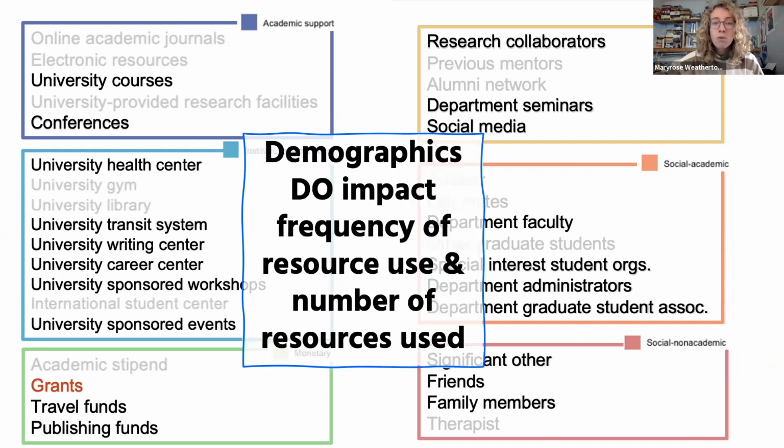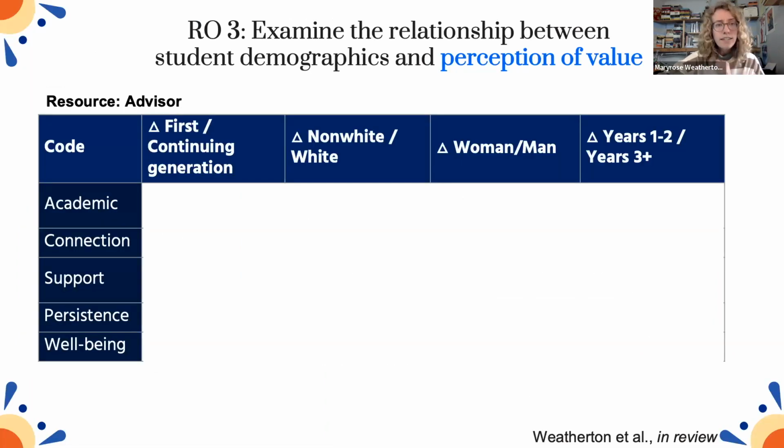So overall, what we can say is that demographics do impact frequency of resource use and the number of resources that students are using. But what about student perceptions of value? So this is data I'm still working on, so I'd love to discuss this all with you at the end of the talk as well. But in this chart, we're going to see the difference in prevalence of those help provided codes among student differences in those demographics. And this is going to show student perception of value for just one resource, and that's advisor.